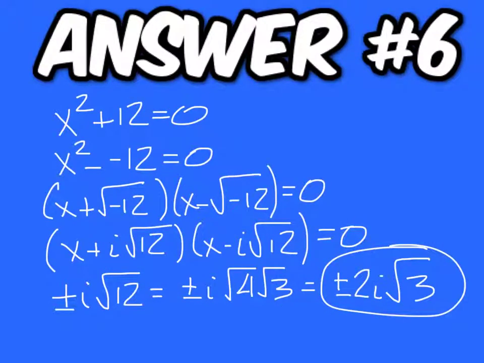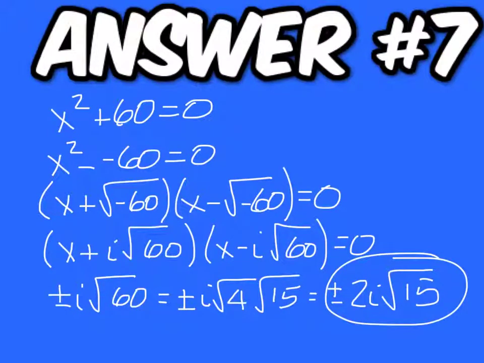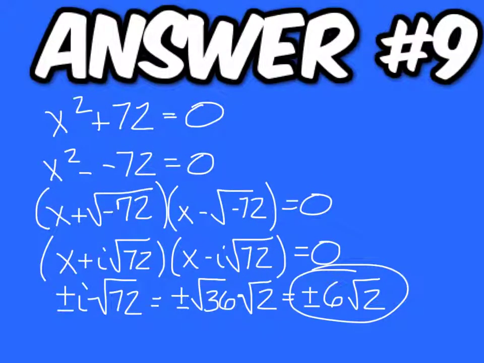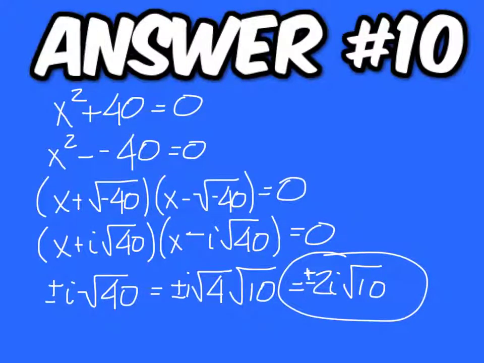6 is plus or minus 2i square root of 3. 7 is plus or minus 2i square root of 15. 8 is plus or minus 4i square root of 5. 9 is plus or minus 6 square root of 2. This one should have an i right there as well as there. 10 is plus or minus 2i square root of 10.